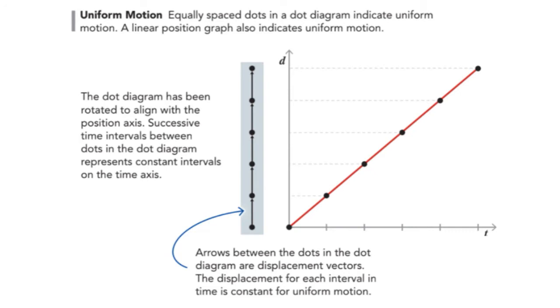To get the position graph from the dot diagram, we take the dot diagram and rotate it such that it aligns with the position axis. The time step between the dots is used to generate the scale on the time axis. And again, the arrows between the dots in the dot diagram can either represent displacement vectors, or because the time steps are uniform, they can also represent velocity vectors at each given step. So therefore, you can see that the displacement changes the same amount in each time step, and the velocity is going to change the same amount in each time step for uniform motion.